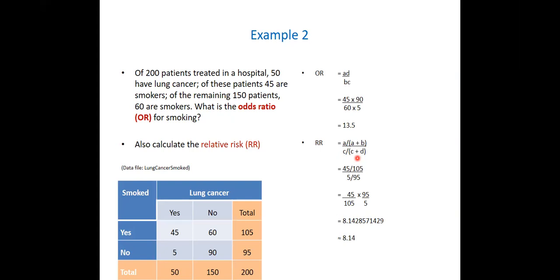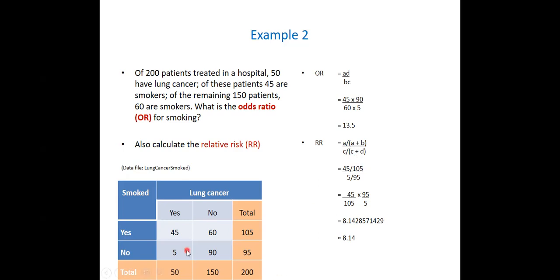This one is a case control study setting of 200 patients treated in a hospital. 50 have lung cancer. Of these patients, 45 are smokers. Of the remaining 150 patients, 60 are smokers. What is the odds ratio for smoking? Now, look at the table. They are starting with the disease, not disease. They say of 200 patients, 50 have lung cancer. So the people that are diseased is 50. The remaining 150 are not diseased, they don't have the disease.